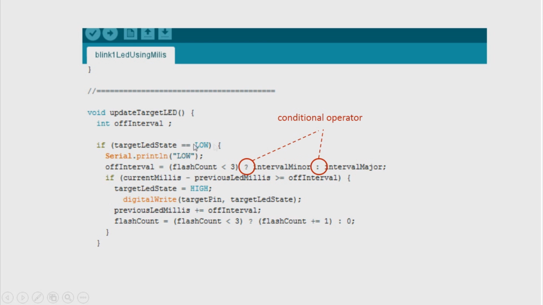For example, to assign the value of the interval, it checks whether this condition is satisfied or not. If it is a yes, then this will be the value. Otherwise, it will be the alternative value. Also the same with the counter itself. If the counter value is less than 3, after we turn it on, we increase this. Otherwise, we reset this to 0.